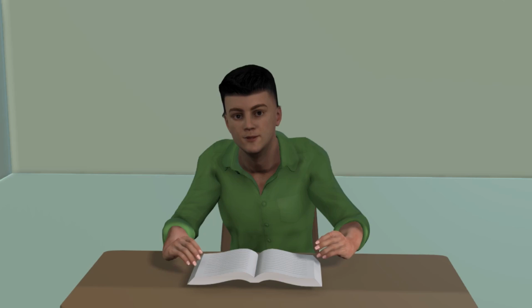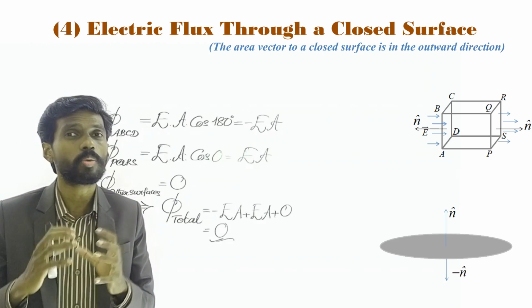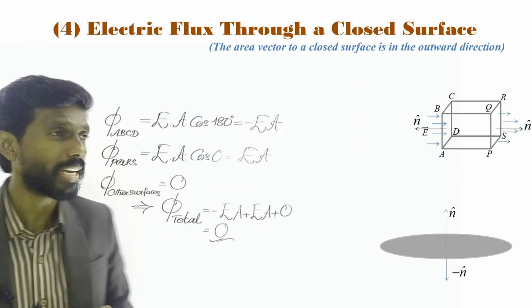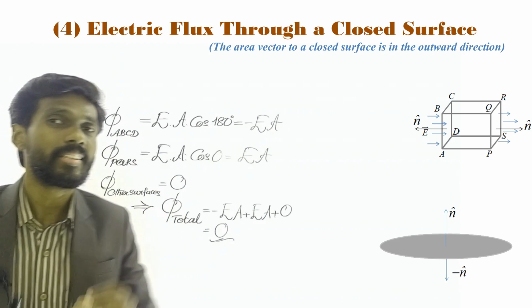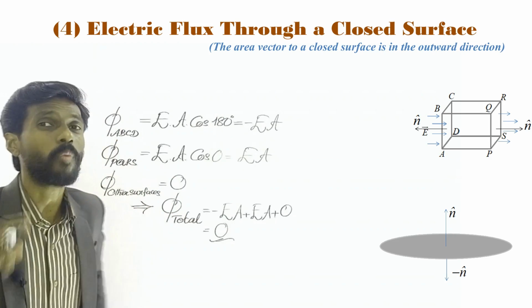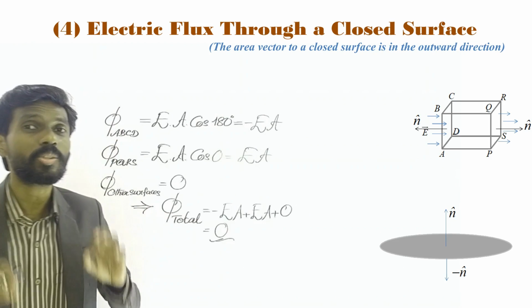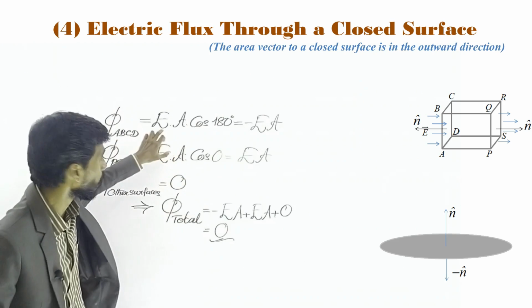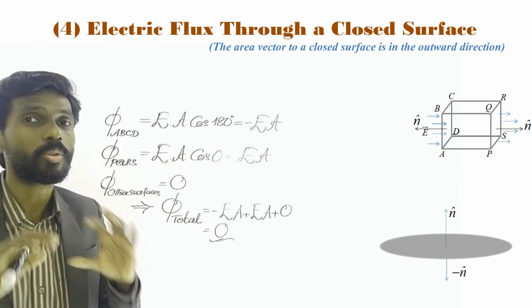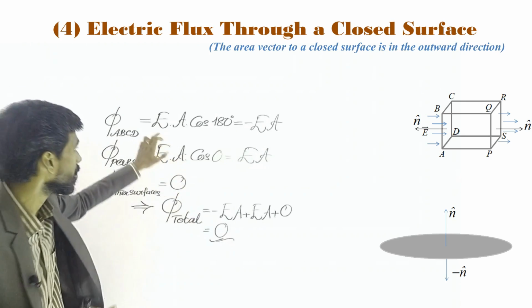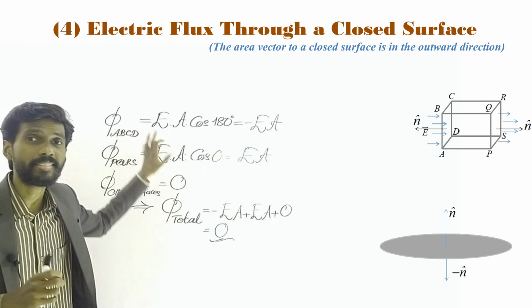Okay. Is it 0 for any closed surface? Yes, actually it is true. Electric flux through a closed surface is 0. Do you understand? Not only for this cube, we have proved it for a cube, but for any closed surface, this electric flux is always 0 provided this electric field is uniform. This E is a constant value. For uniform electric field, the electric flux is 0 through a closed surface. If this E is a variable value, in that case, it need not be 0.